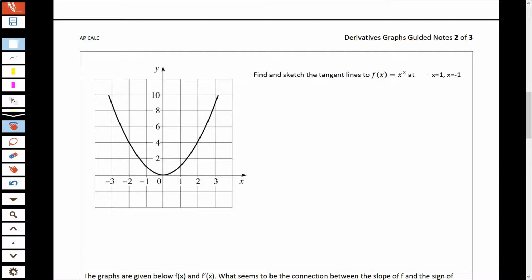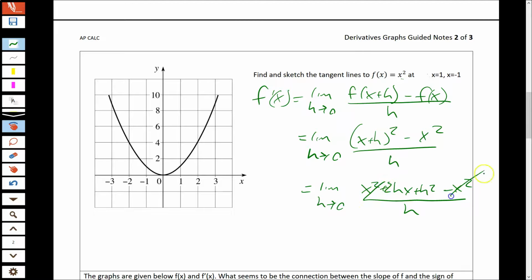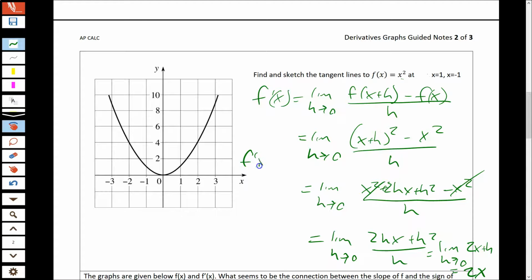Okay, so here we're looking for the tangent lines to my parabola here at 1 and negative 1. All right, so we're going to use the limit definition to find the derivative, right? So we have x squared as our function. You should be good at this by now. And then my x squareds cancel out. And then I'm left with a limit with only h's on top, which means I can cancel out my h. I should be quite pleased with that. My derivative is 2x. Okay, so f prime, the derivative of f, is 2x. By the way, we're going to learn a shortcut for this in the next lesson.